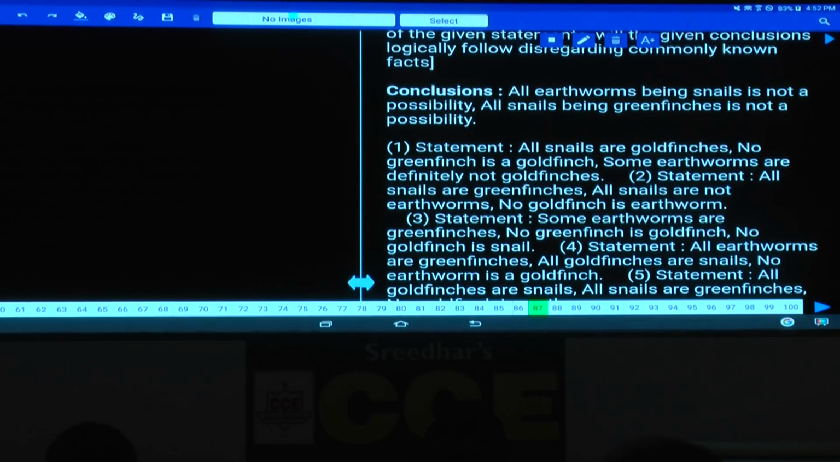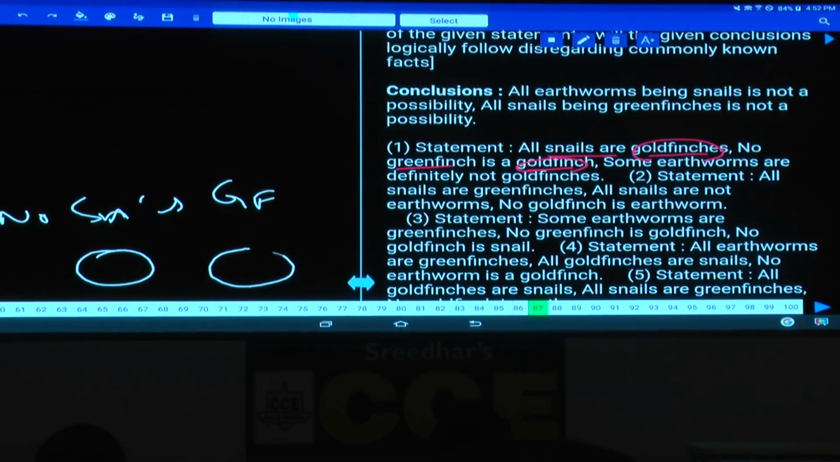Okay, here what is the conclusion? Now the conclusion between all snails are goldfinch, no greenfinch is goldfinch. Now middle term distributed. Hence snail, greenfinch: no snail is greenfinch is the final conclusion. If no snail is greenfinch is there, now what is the diagram for this one? No snail is greenfinch. This is the diagram.